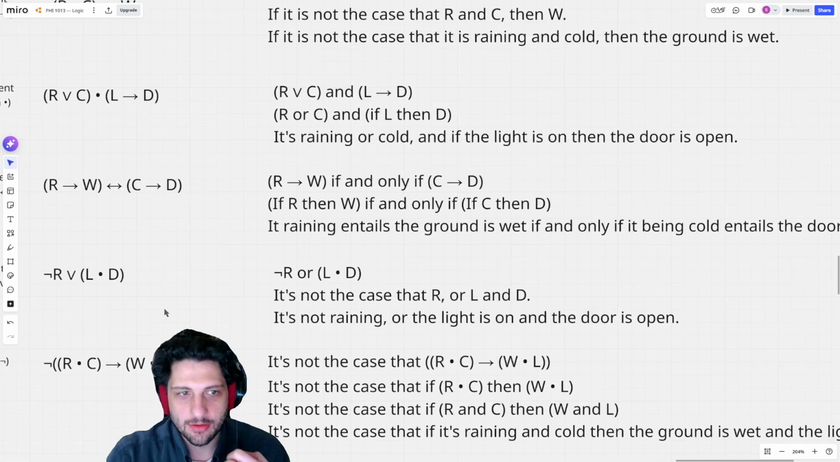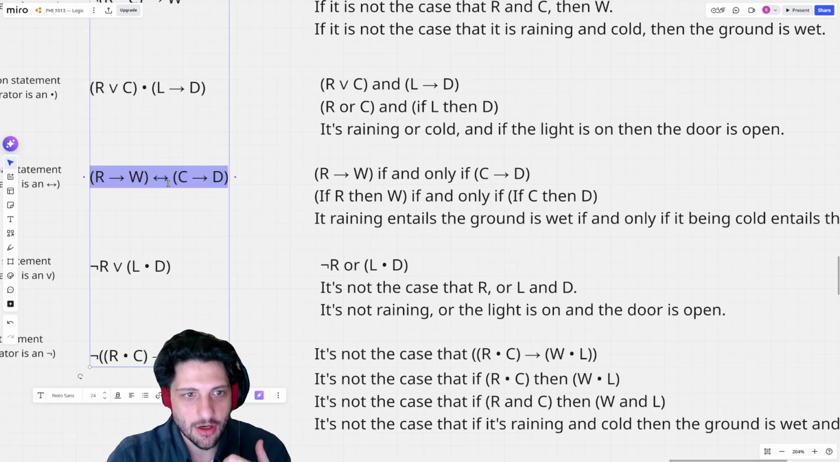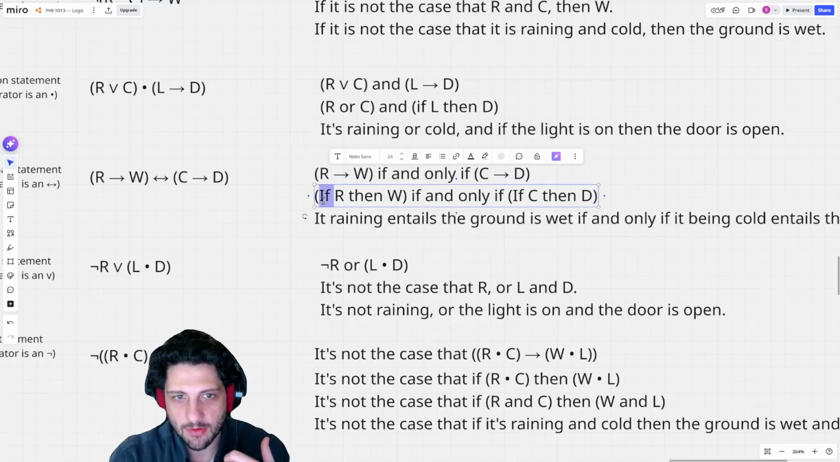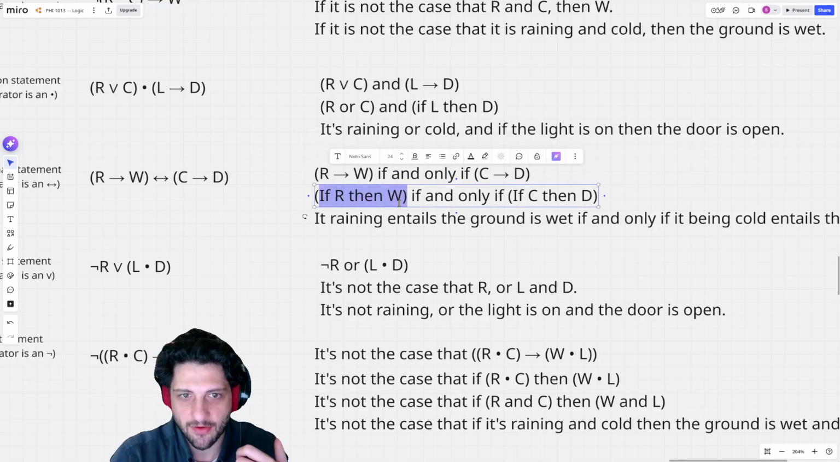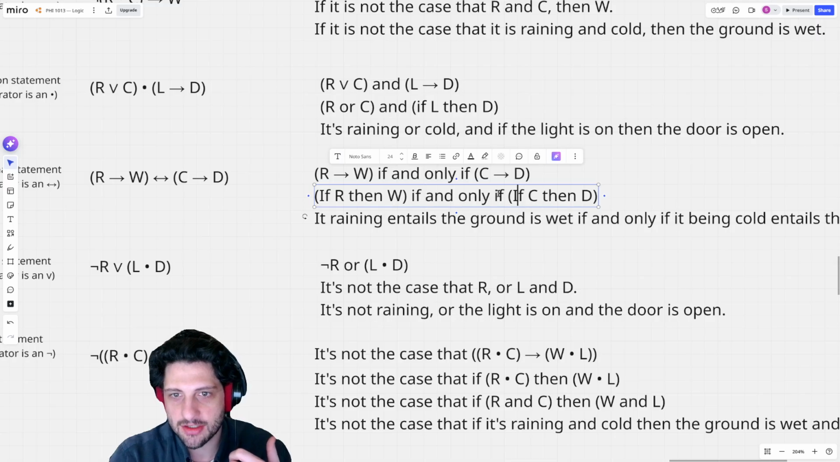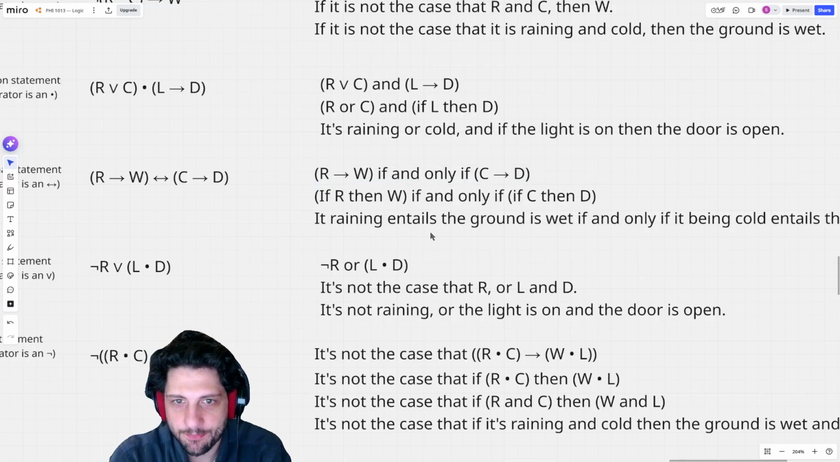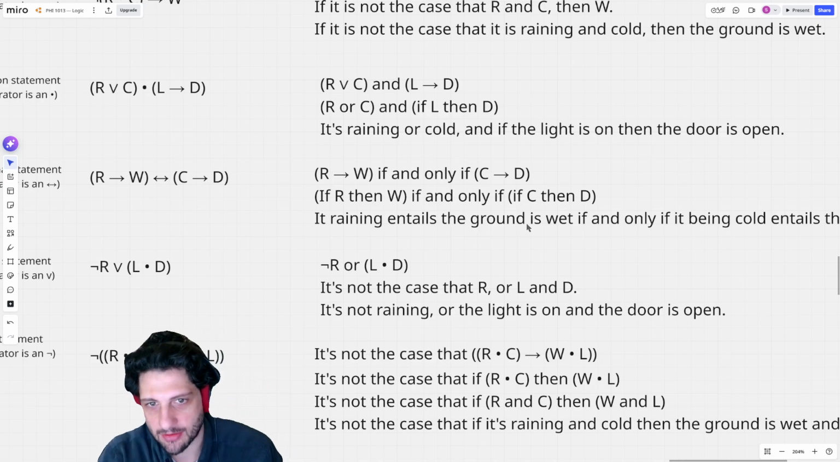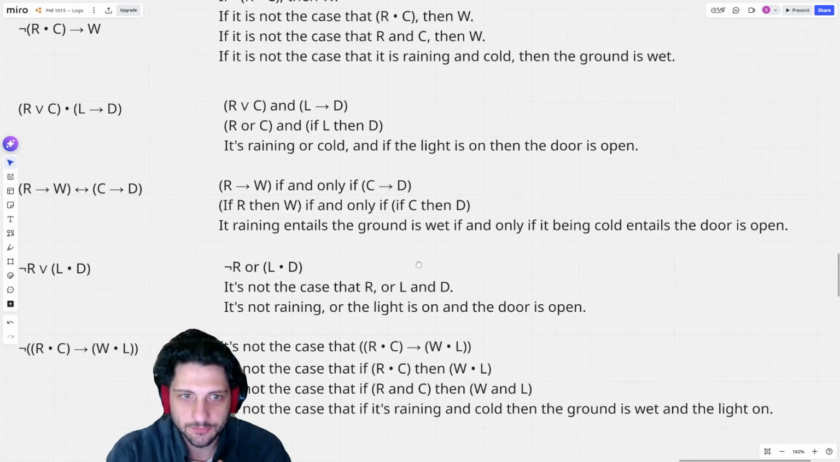Okay, so let's keep going. In this next one, we have a biconditional statement. The biconditional is the main operator of everything. So we say the left side, if and only if the right side, and we're going to dig into each one of those on their own. The left side just says if R, then W. The right side just says if C, then D. So if raining entails that the ground is wet.